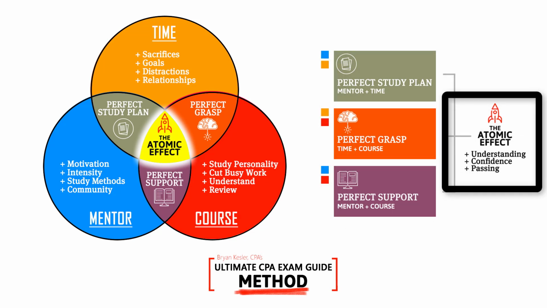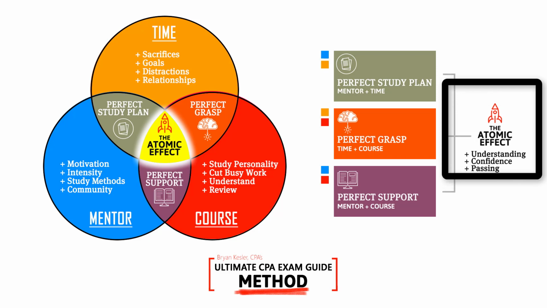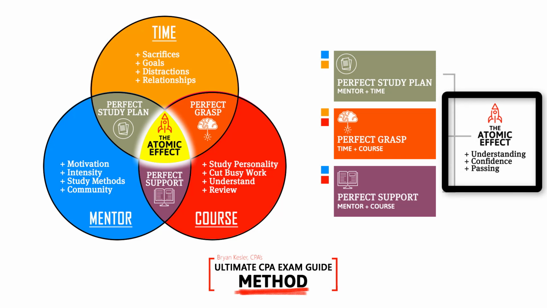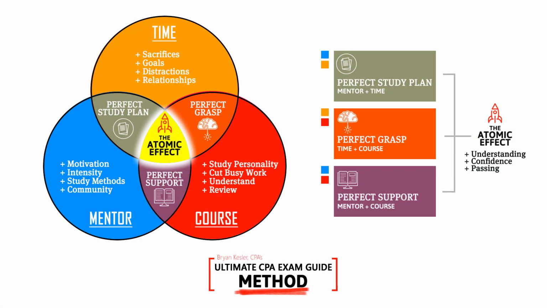And every CPA candidate, they need to achieve the atomic effect if they want to pass the CPA exam on their first go. So what does achieving the atomic effect mean? Well, it means that you have the confidence to walk into the Prometric Center, take the exam, and no matter what happens, you're going to have a plan of attack. So, if you fail, you just understand it's part of the plan. You're going to look at what happened, figure out what you did wrong, improve, and try again.